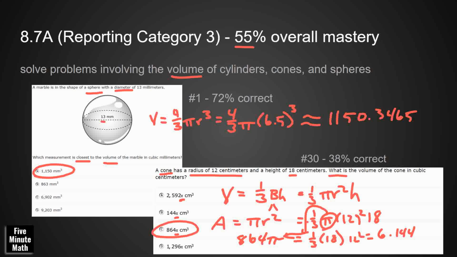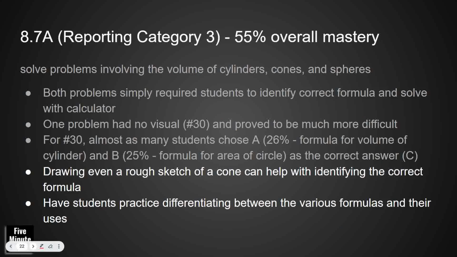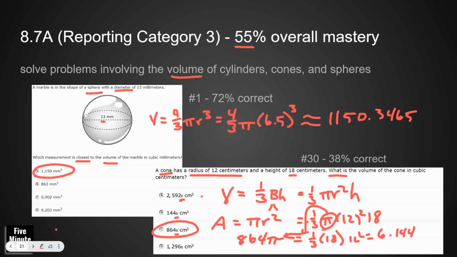So if you were going to take your 864 and then multiply that by pi, you would get 2714. So that's the closest one, but it's not close enough to where you weren't getting messed up. So that might have messed some students up, right? So for number 30, we had almost as many students choose A, 26%, and B, 25% as C. So we had 26, 25, and then we had 38, which means we're getting a lot of guessing. They didn't really understand what was going on.